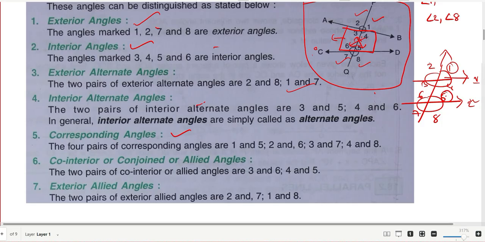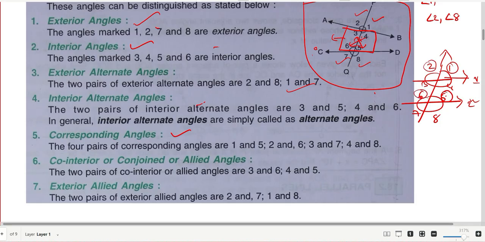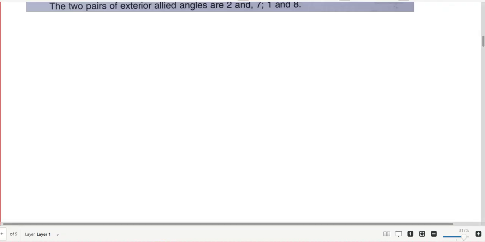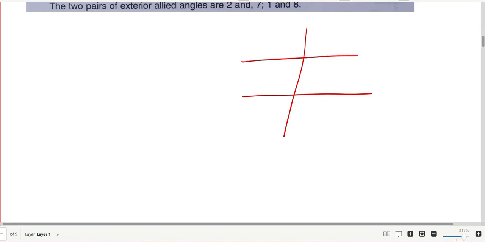In the same manner, angle 2 and the second angle for the second line, which is 6. So, angle 2 and angle 6 are corresponding angles. Angle 3 and angle 7, angle 4 and angle 8 are also corresponding angles. To remember these corresponding angles, I have another way to see this. If I take these angles as 1, 2, 3, 4, and 5, 6, 7 and 8.